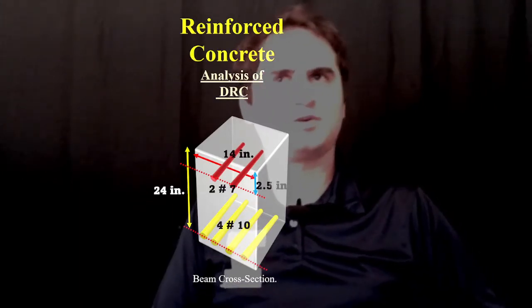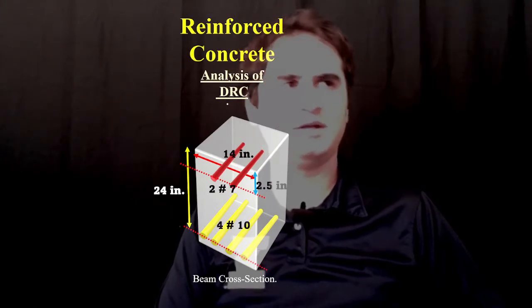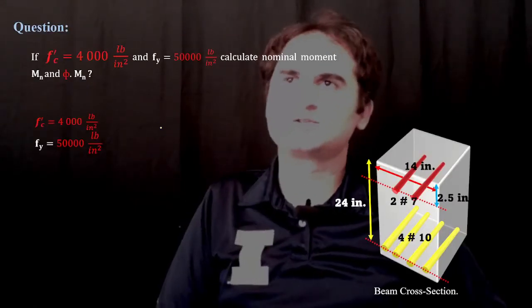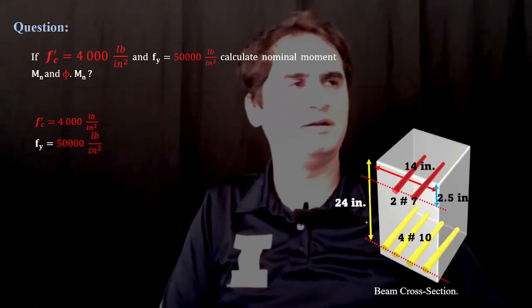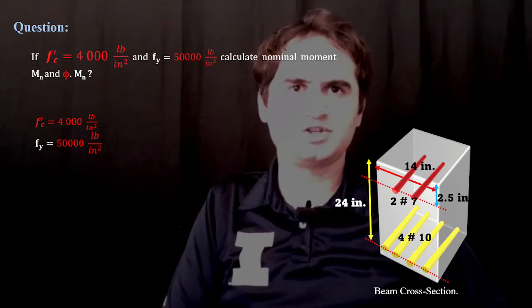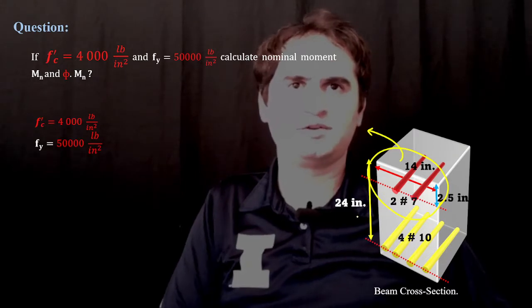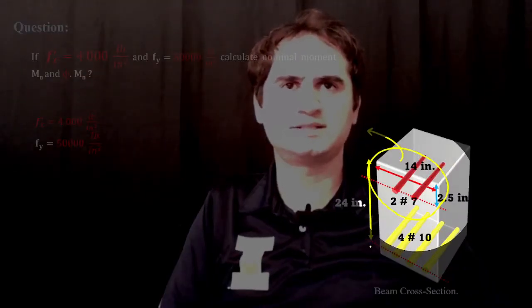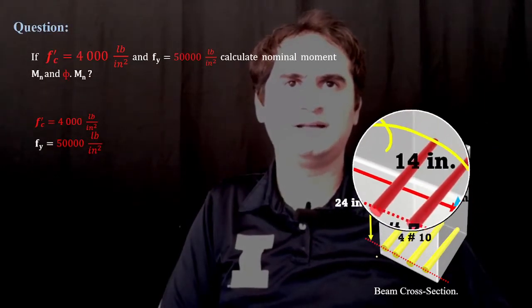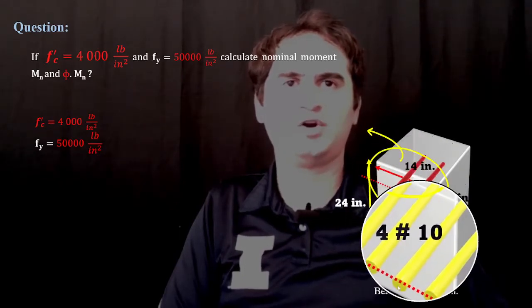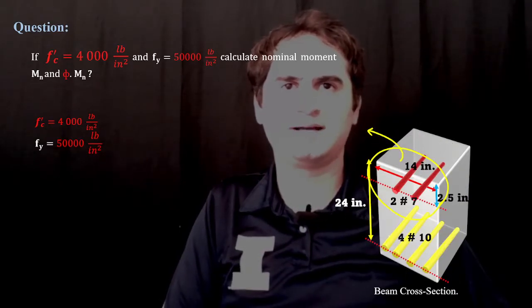Reinforced concrete structures, analysis of a double reinforced concrete section. In this example, we have a solid rectangular cross section with compressive steel, like what you can see here: two number 7 rebars at the top of the section, and four number 10 tensile rebars at the bottom of the section.